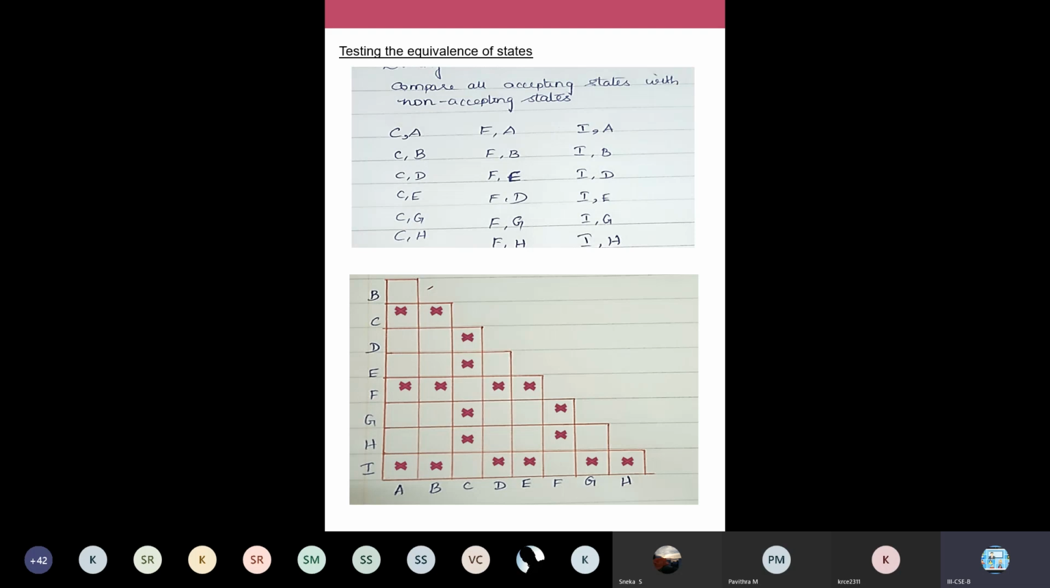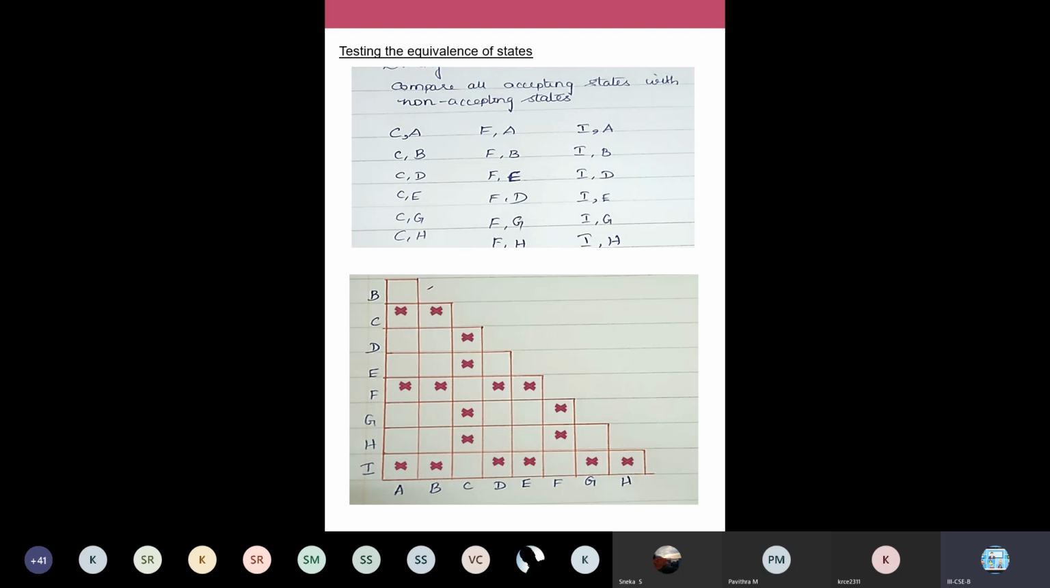And then you're having CG. CG is also distinguishable, mark an X there. And then CH, mark an X there. Okay, so like that you're going to mark the distinguishable states, and then go for F, A. So F, A also you're going to mark an X here. So whatever we have written here in the first step, comparing an accepting and a non-accepting state, mark as distinguishable. So F, A, and then F, B.